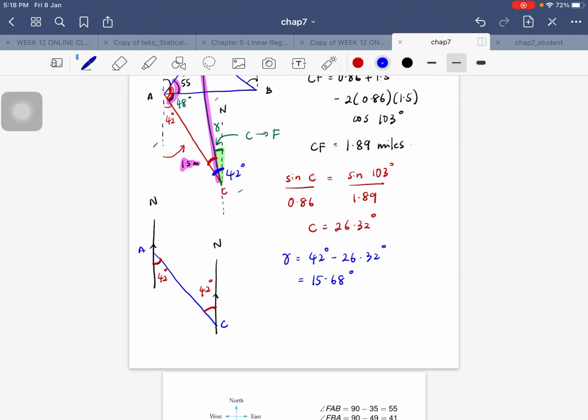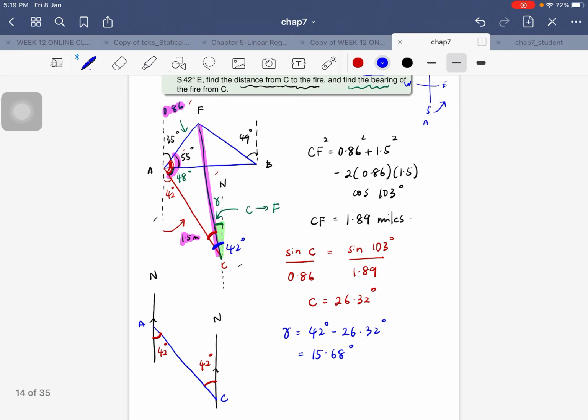But we don't simply want the angle by itself, we wanted the bearing. So basically from C to the angle, it's moving like this. So this is our north and it's moving towards the west. So therefore our bearing is given by starting at north. So it's going to be 15.68 degrees and we are heading towards the west. Okay, so that is going to be our bearing.